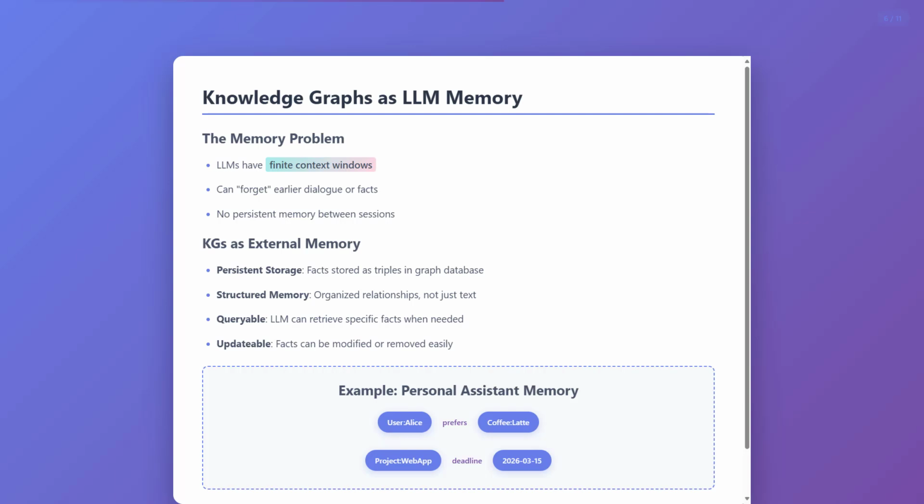The key advantages over trying to stuff everything into the LLM's context are explainability. You can actually inspect what the system knows. And updateability. If Alice's deadline changes, you update one edge in the graph rather than retraining a model. This is becoming the architecture of choice for sophisticated AI agents that need to maintain long-term memory and relationships.